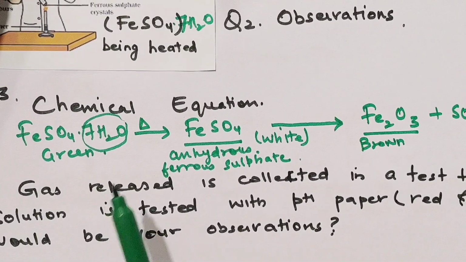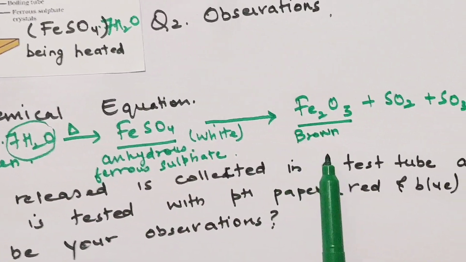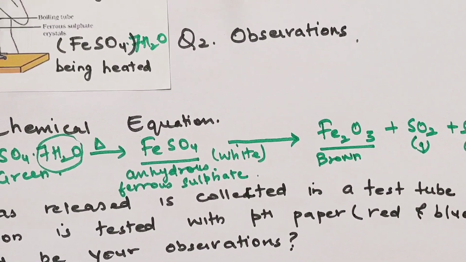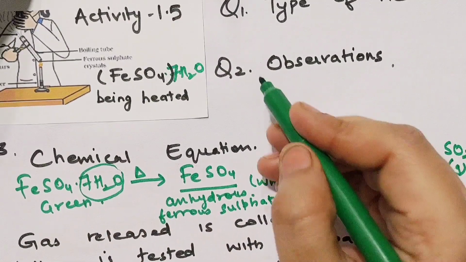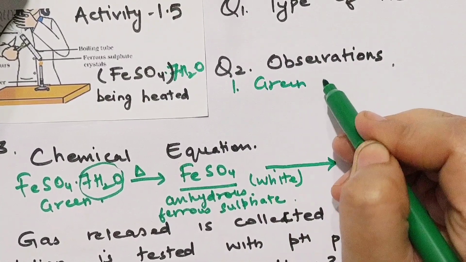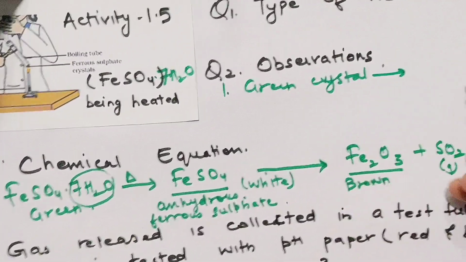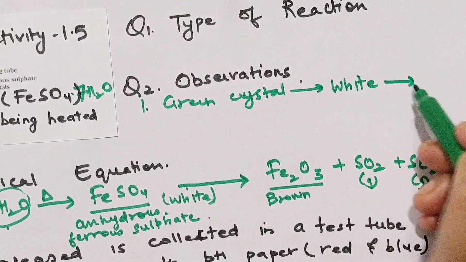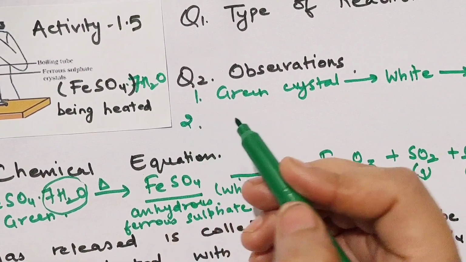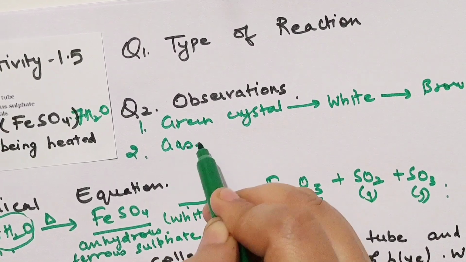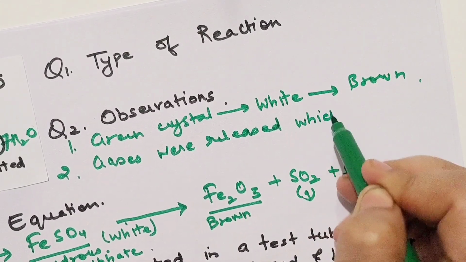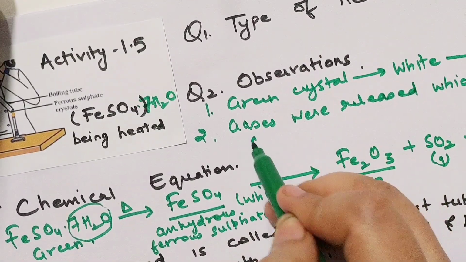So you may see that the green color changed to light brown first and then brown very quickly. And then as you can see, gases are also being released. So that would also be seen. Okay, so these would count as observations also. First observation would be green crystals of ferrous sulfate turned white and then turned brown. Okay, you have to write this in words. Second observation would be gases were released which had the smell of burning sulfur.